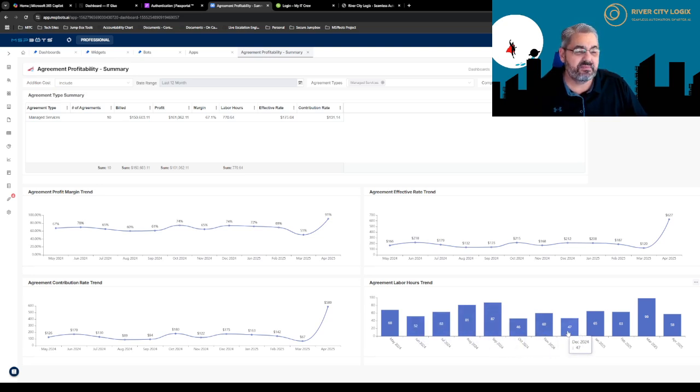And only a couple of months have I hit that. So I'm putting too much time against these agreements to make them profitable. The more labor I put in, the less money I make. And that's kind of where you want to see it. And you can see I have some ebb and flow going here, and I need to find out why.